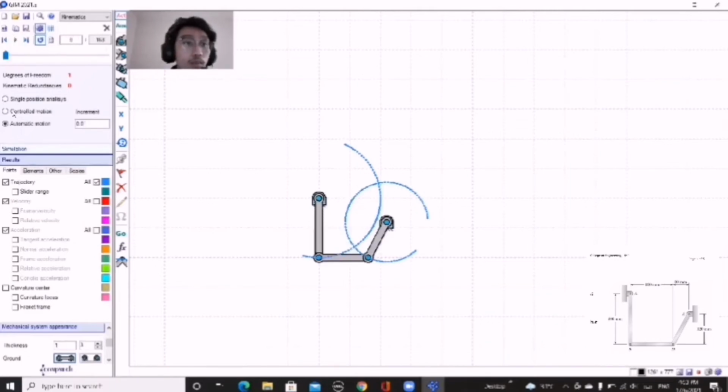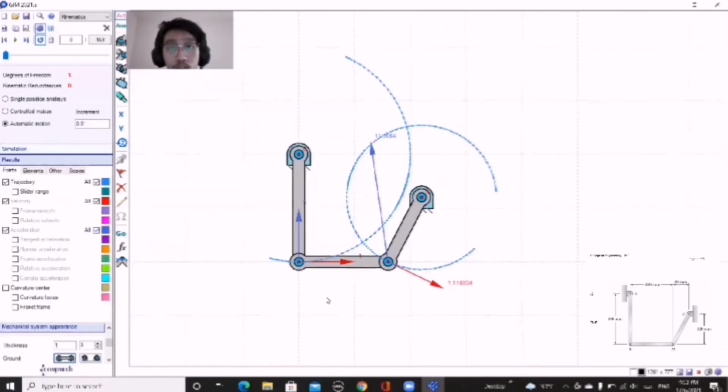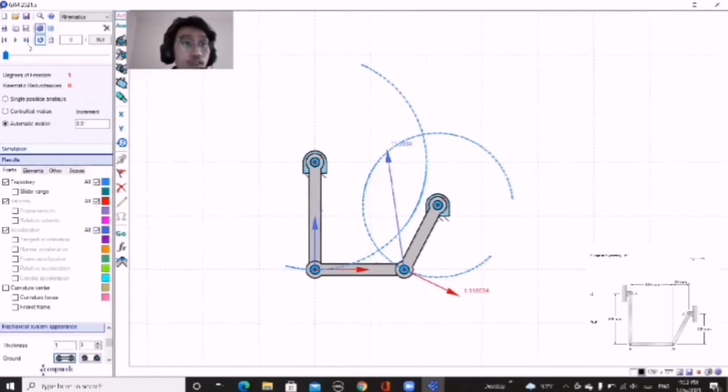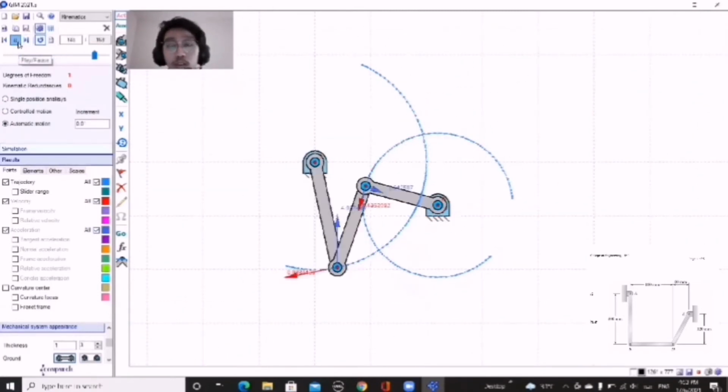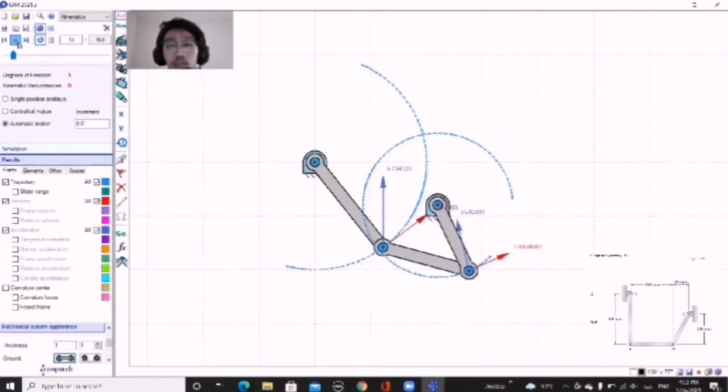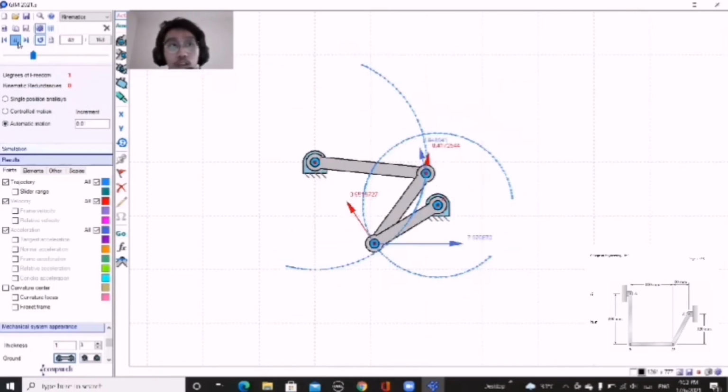So for the next step, if you want to see the velocity, it appears as a red arrow. And for the acceleration, there's a blue arrow. So that's the acceleration, and it shows the changes of acceleration and velocity of the joint.